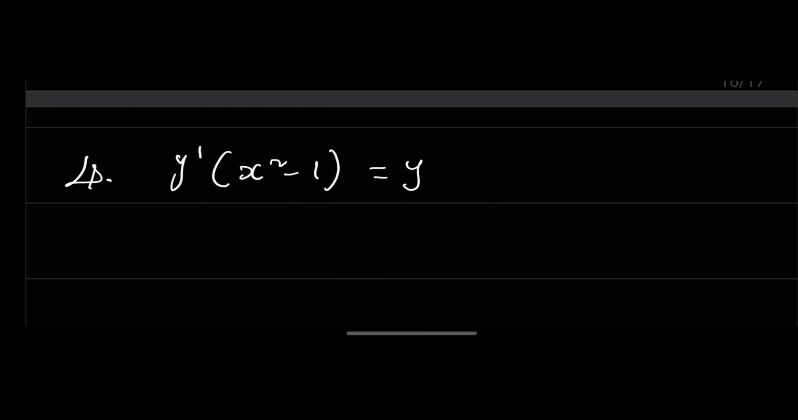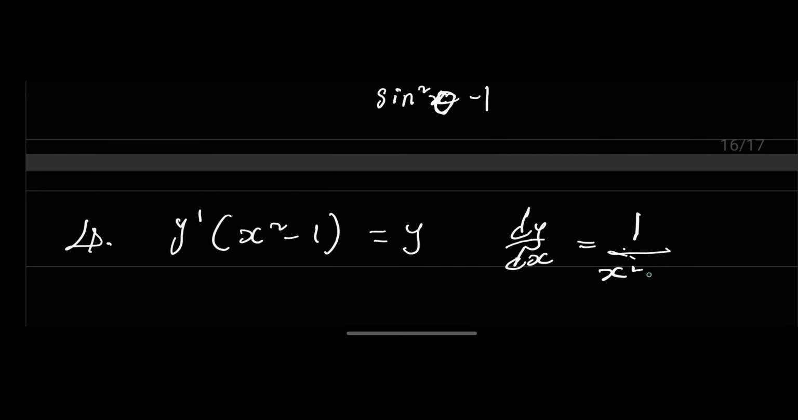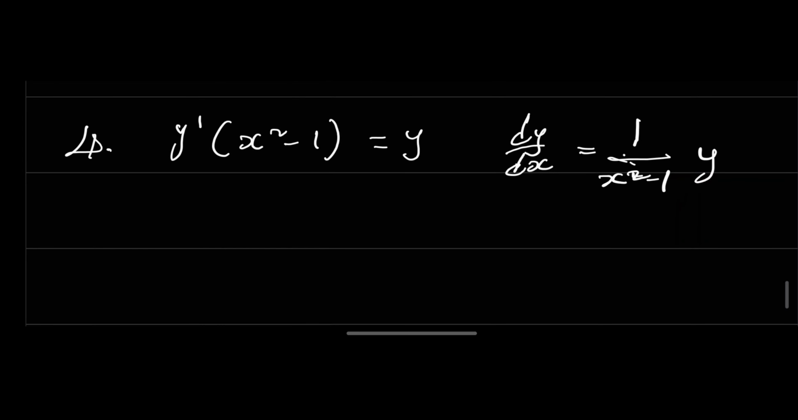Let's separate the variables first. To separate the variables, we would use the usual method, y prime equal to 1 over x squared minus 1 y, and we continue in that same vein. To separate the variables, we have 1 over y dy equal to 1 over x squared minus 1 dx.